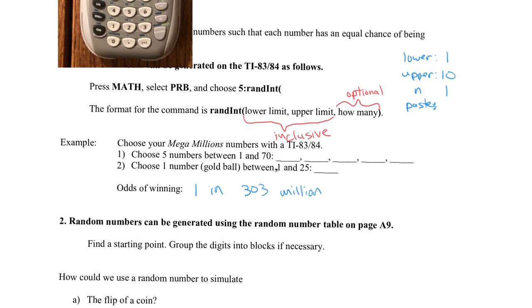But then we would have to choose one number, the gold ball, between 1 and 25. So you could go 1, comma 25, put that number there. And to win the Mega Millions, you have to choose all of these and have them match the chosen numbers. And the odds of that happening are 1 in 303 million, which are not good odds.